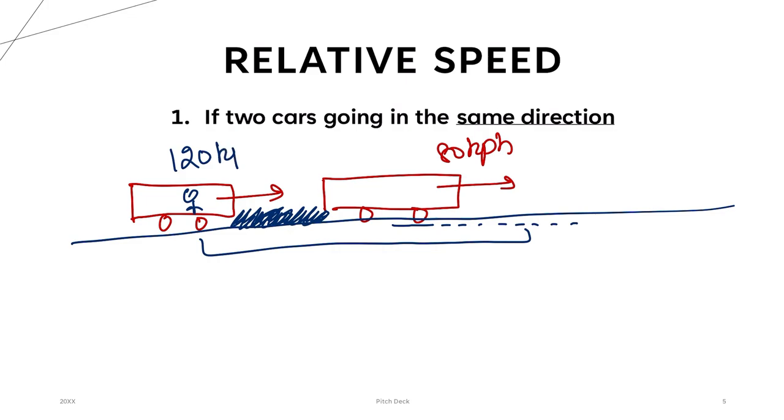Suppose I make it 120 kilometers per hour. So my speed is now 120 kilometers per hour, and I will be able to overtake the car in front of me. I hope the three cases are clear.